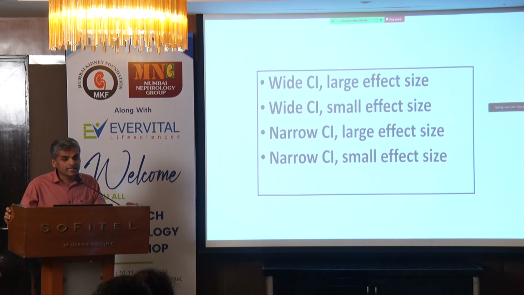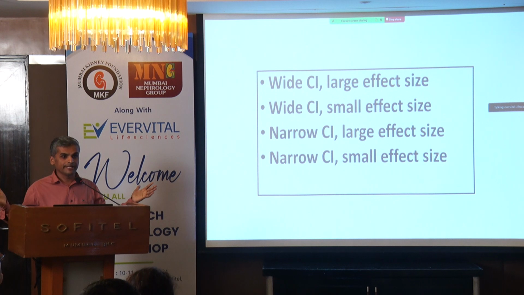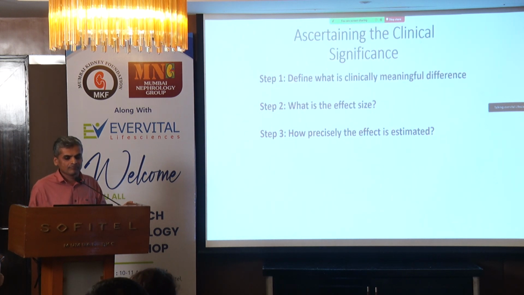But we can have various permutations and combinations of effect size with confidence interval. You may have a big effect that you have found in your study, but the confidence interval will be very wide. You may have a big effect and narrow confidence interval. You may have a small effect and small confidence interval. So any combination and permutation of these two can happen.